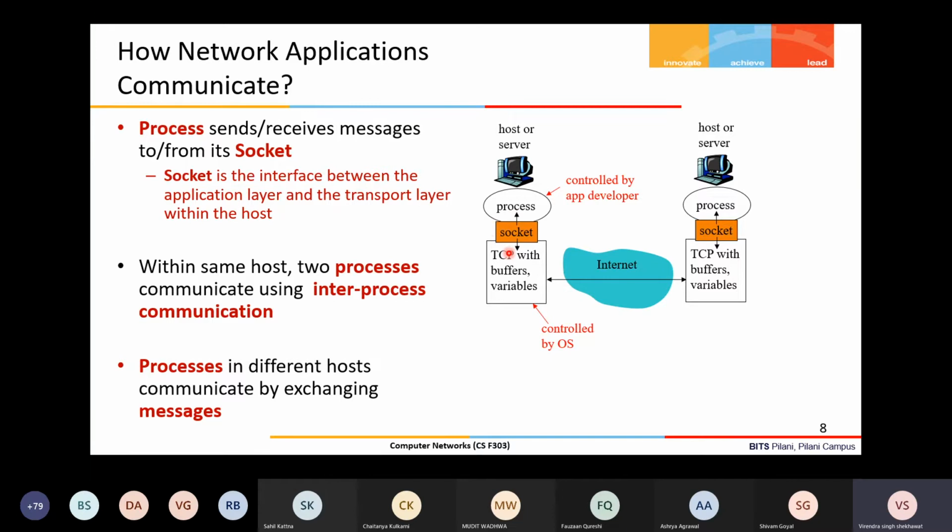Means the application layer takes help from the transport layer: you take this packet of mine and send it on the network to the other side, right? So how is this process sending this information? The process is sending this information to the transport layer via a socket. Now what is a socket? A socket is the interface between the application layer and the transport layer within the host.